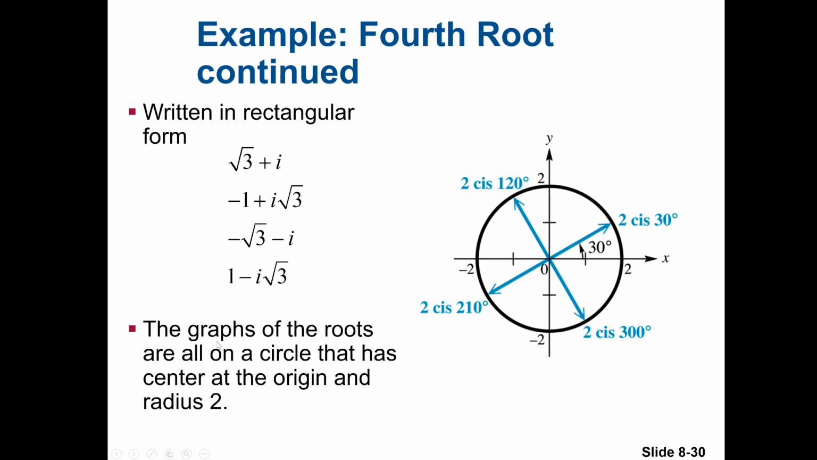And the graph of the roots are all on a circle that has the center at the origin and radius 2. Which means that once you find the zeros for the complex number, those are going to be all those 4 solutions there on the complex number plane.